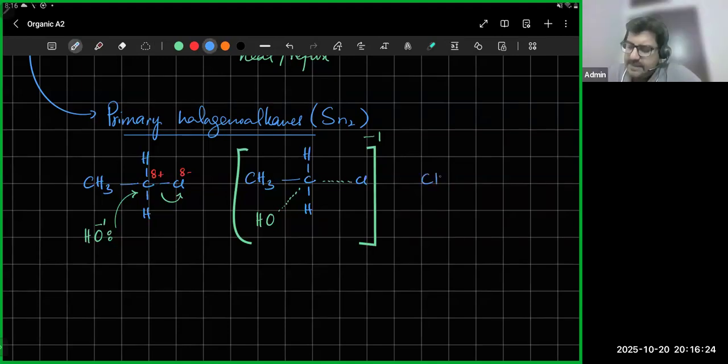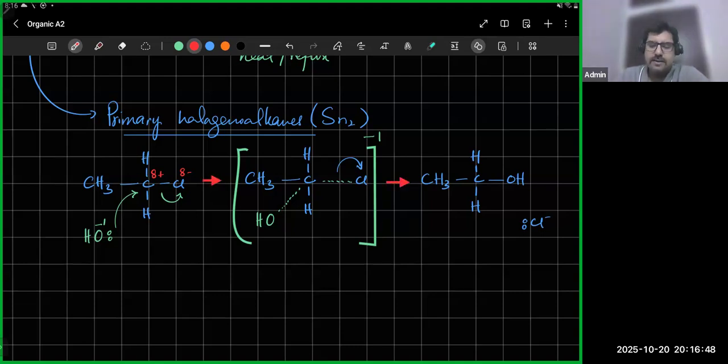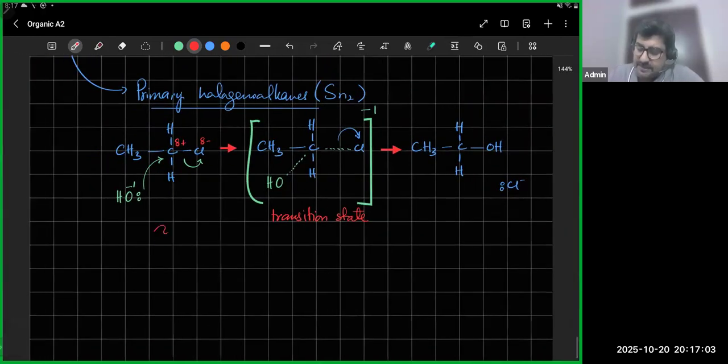And then eventually the Cl breaks off. So you have CH3, you have CH2. The OH has now permanently joined with it, and the Cl- has been knocked out. That whole thing is your transition state. It's not an actual state. It's not an intermediate state. It's just something that forms for a very temporary instant. Remember, this entire mechanism is a one-step reaction.